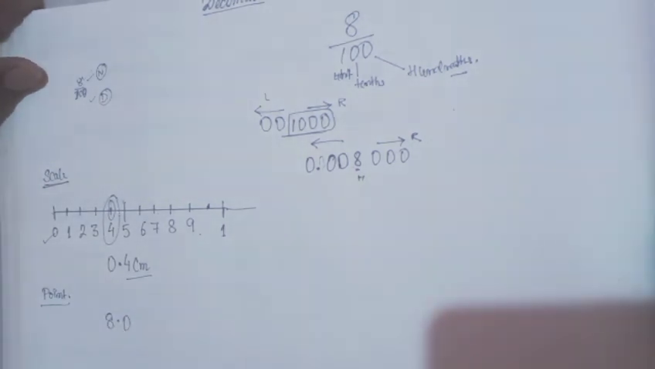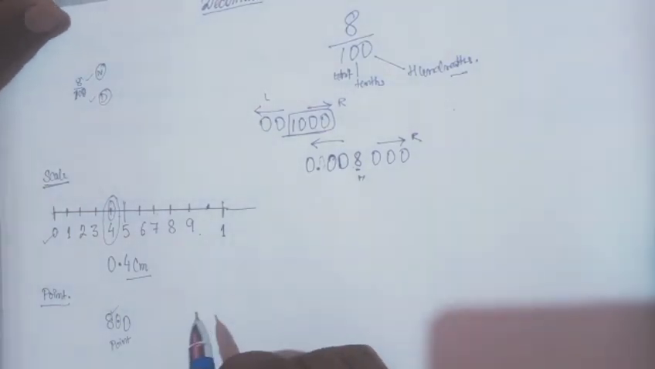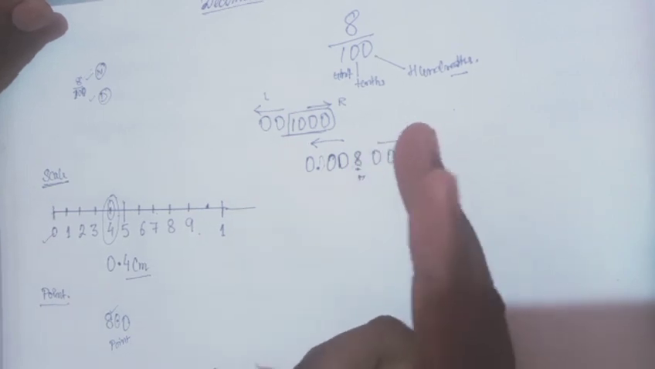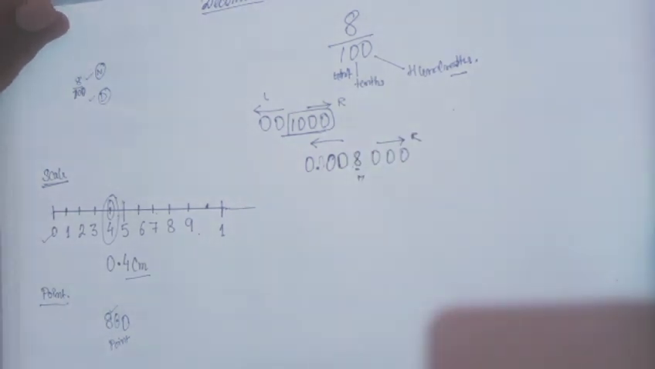8.0, we will read it as 8 point 0. Okay, then we'll see what is the shifting of point. Please understand what is the shifting of point. In your 4th standard, I have explained the shifting of point as 2 types: one when we multiply, and one when it is divided.